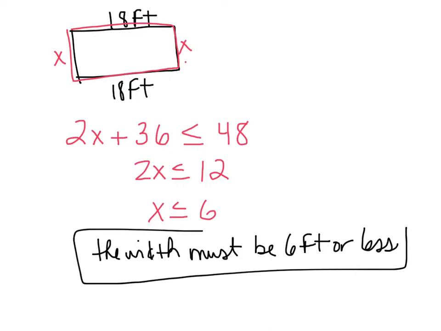Because if you just tell me 6 feet, you're telling me that is the only answer. You could have 5 feet, 4 feet, 3 feet. You just cannot go over 6. So in your answer, you have to tell me all the possible solutions. So it would be 6 feet or less of trim.